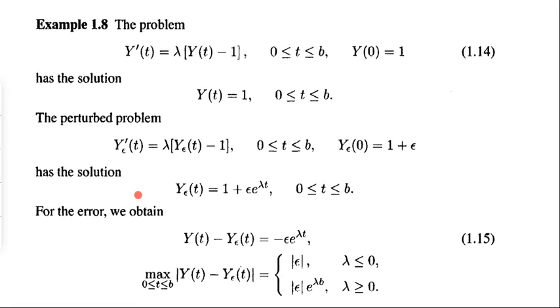Now let me tell you an example. Here we have this problem: y prime equals lambda times y of t, subject to this initial condition, y at 0 equals 1. Here again, you can check easily. The solution of this problem will be y of t equals e to the lambda t.